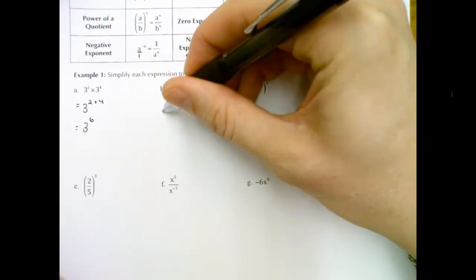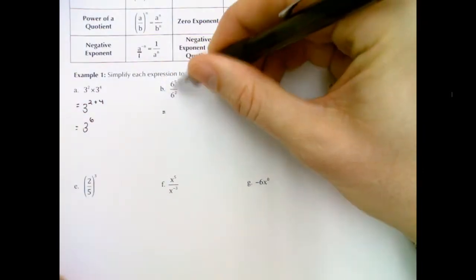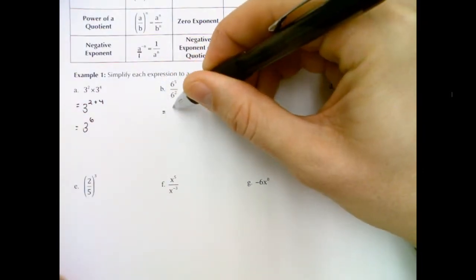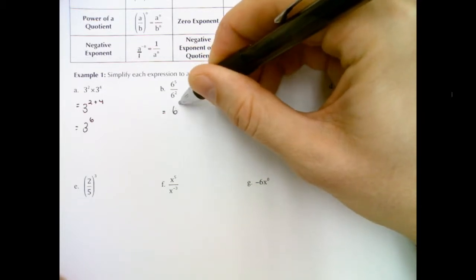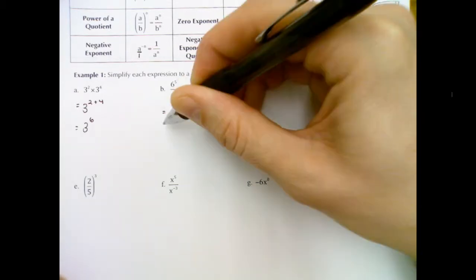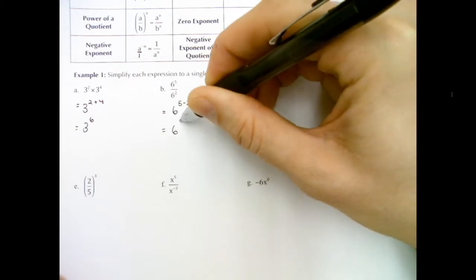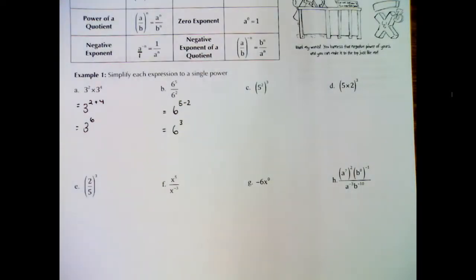Second example, 6 to the exponent 5 divided by 6 to the exponent 2. We would subtract the exponents because we're dividing. 5 minus 2 is 3. Okay, multiplication and division laws, I think, are pretty straightforward.